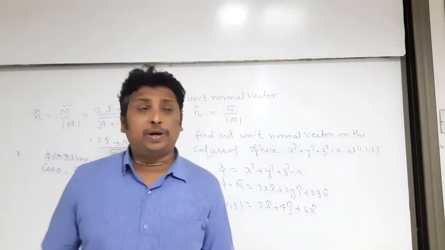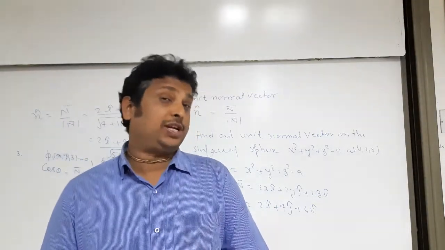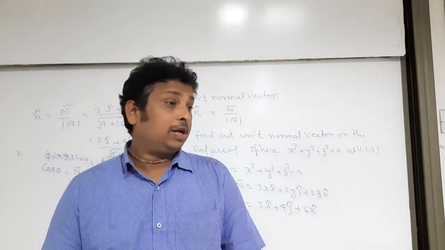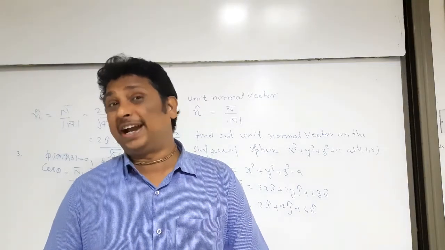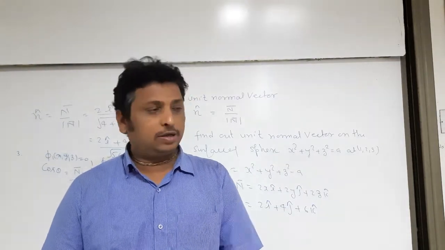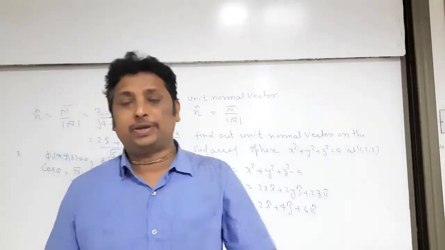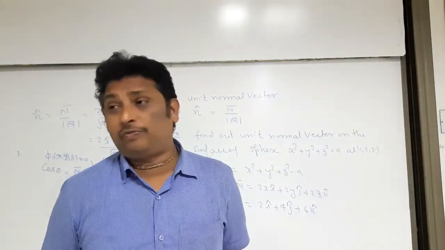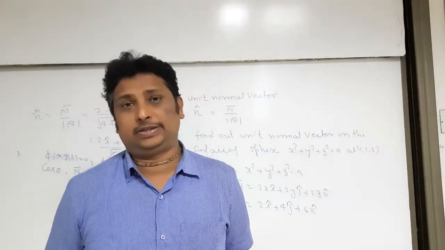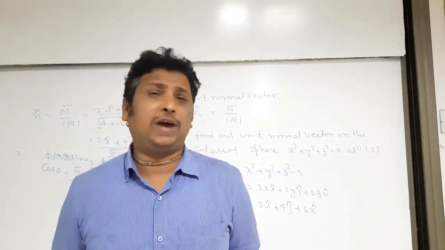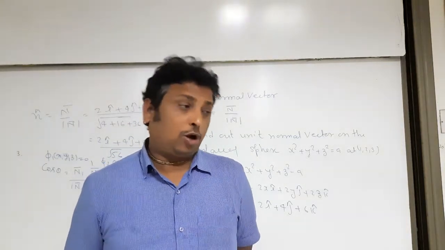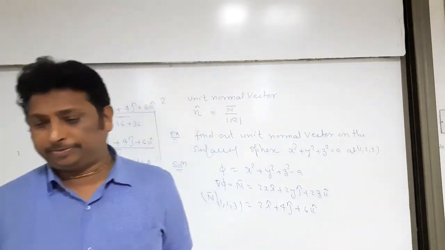Now what is the fourth property? The maximum rate of change of any function is given by the modulus of grad phi. It's a very important concept. So the maximum rate of change of any value is what? The modulus of its gradient. Just calculate the gradient and find its modulus. That is the maximum rate of change. Now we are going to do one question based on that.